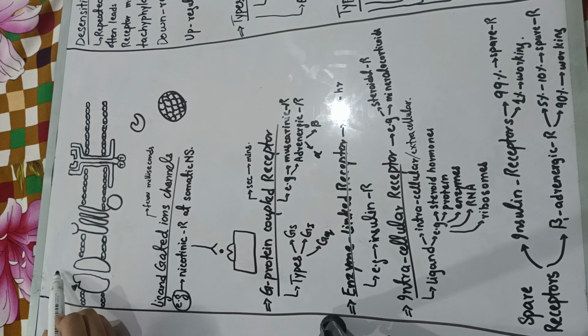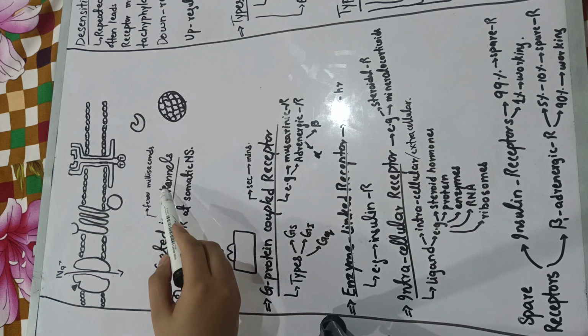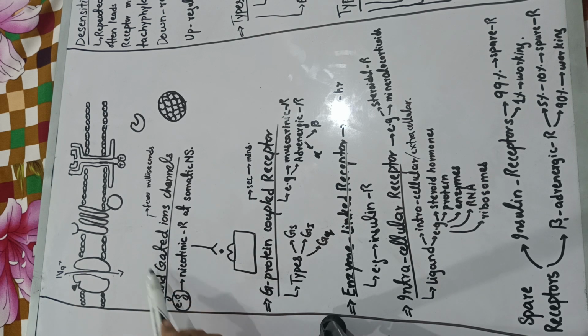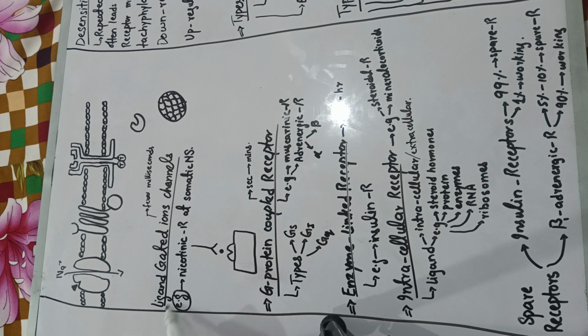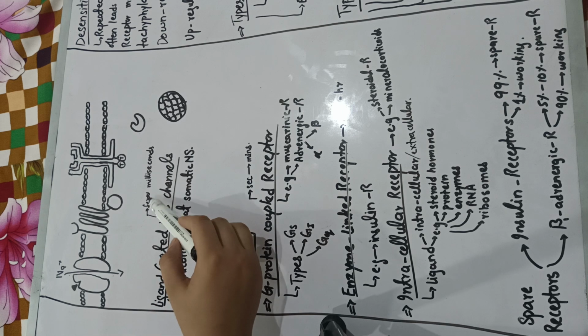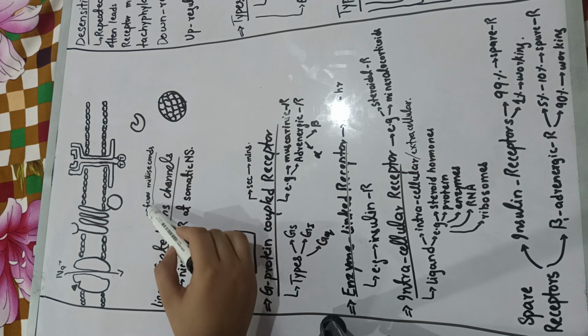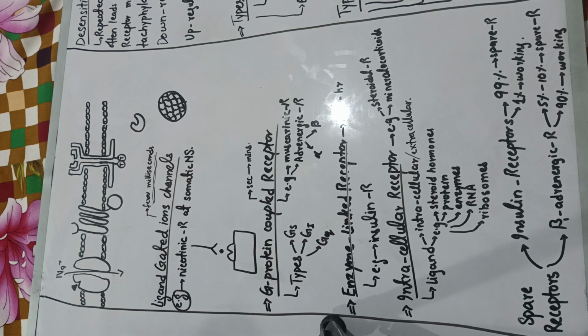Now the ions, suppose it wants the diffusion of sodium inside, so now it will allow the sodium to move inside. So these are the ligand gated channels, where gated means closed ion channels which open themselves on the attachment with the ligand. And how long is their duration? They perform their actions within a few milliseconds. What are the examples of them?